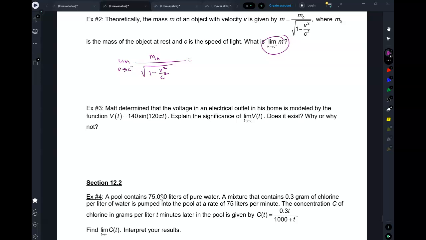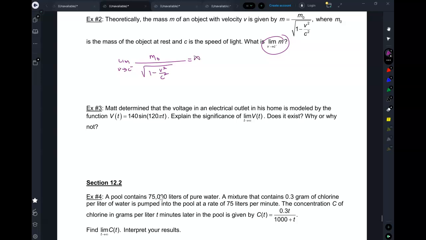No. Sorry. As v approaches c, how much is this? Almost 1, because these are the same, right? This is like 2.999, and this is like 3. Sorry, I was thinking about something else. So v over c, so what if these are almost the same? This is almost 1. It's like 0.9999999 or something. 1 minus that is about 0. And then m naught over that will be positive infinity.